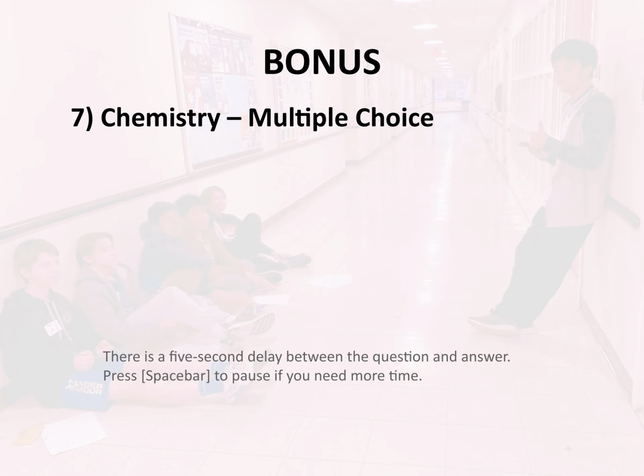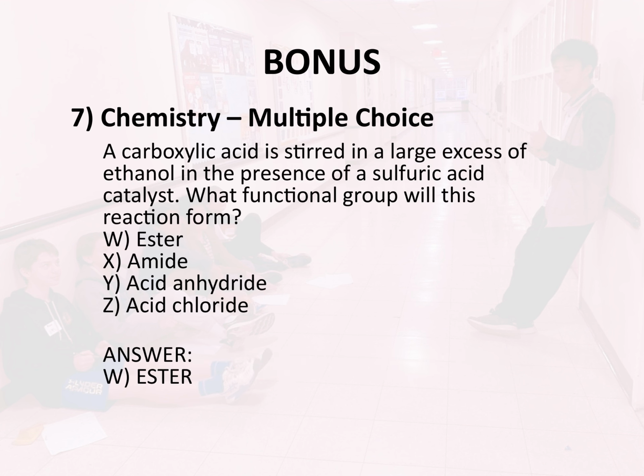Bonus 7. Chemistry, multiple choice. A carboxylic acid is stirred in a large excess of ethanol in the presence of a sulfuric acid catalyst. What functional group will this reaction form? W. Ester. X. Amide. Y. Acid anhydride. Z. Acid chloride. Answer: W. Ester.